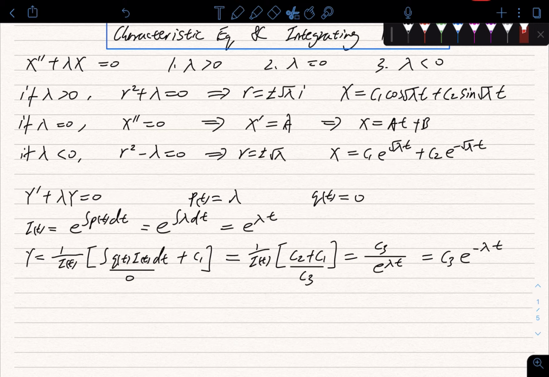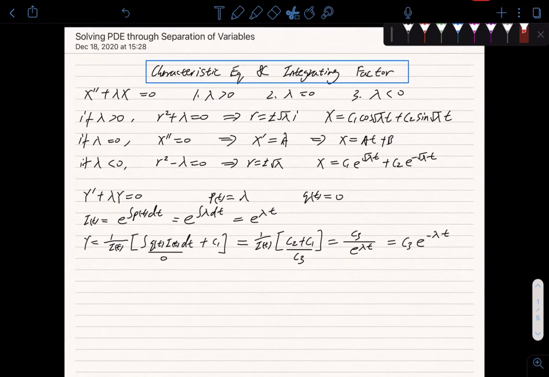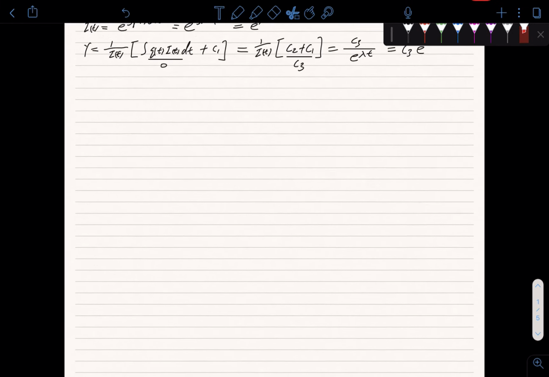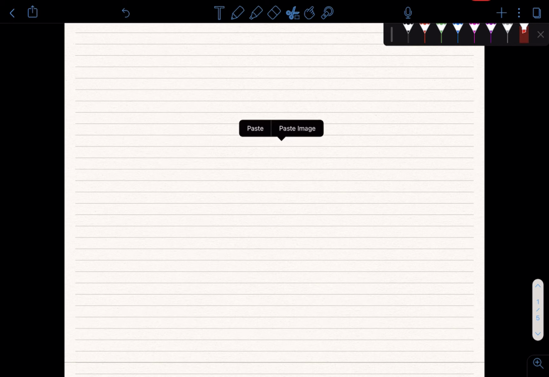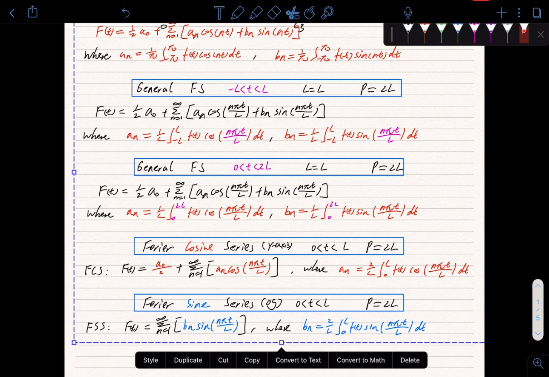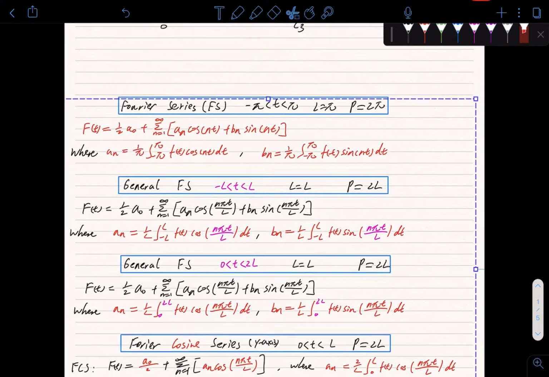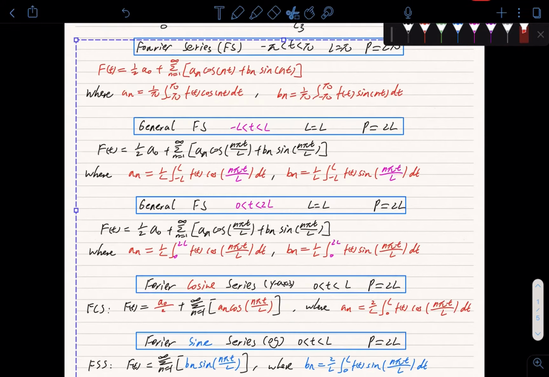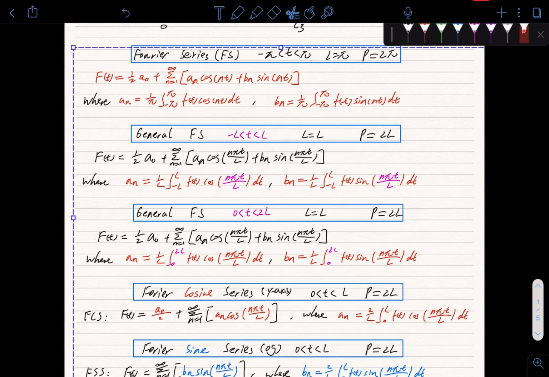All right, the next thing I want to talk about is Fourier series. Let me just go ahead and pop a bunch of equations down, and I will go through them later one by one. And just like so, we are good.